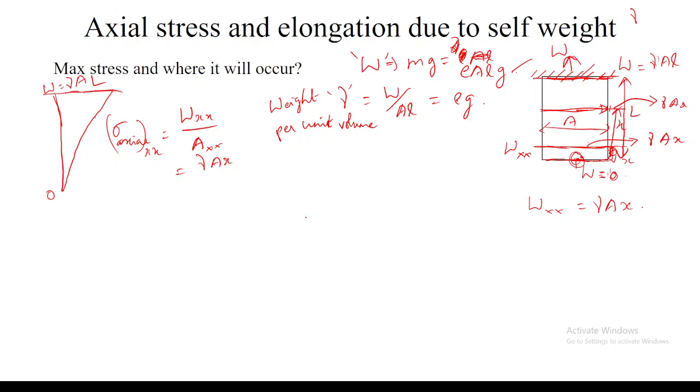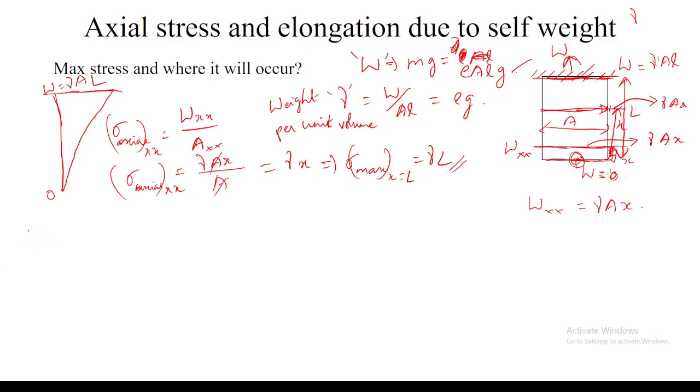So gamma A x divided by A, which is not changing, so A and A cancel. What does it ultimately turn out to be? Gamma into x. So can you tell where the maximum stress will actually occur? At the top. Yes, the maximum stress will occur at the top. So sigma max will occur at x equals L, which is nothing but gamma into L.